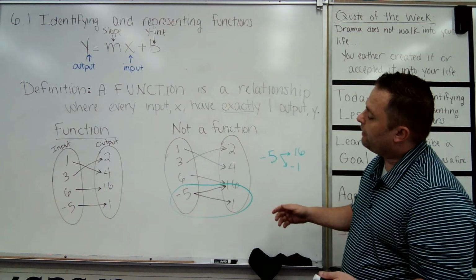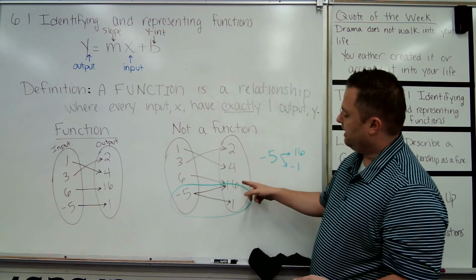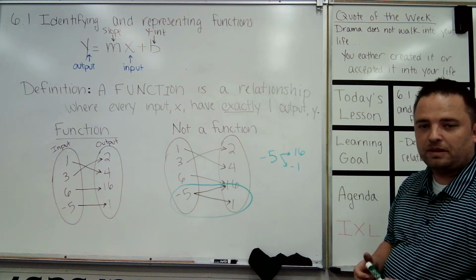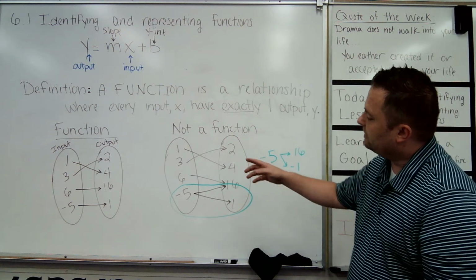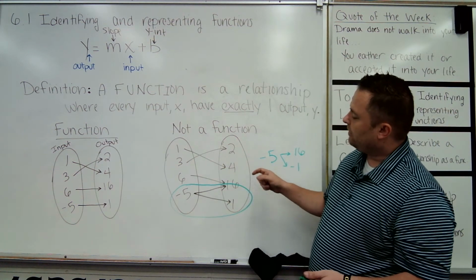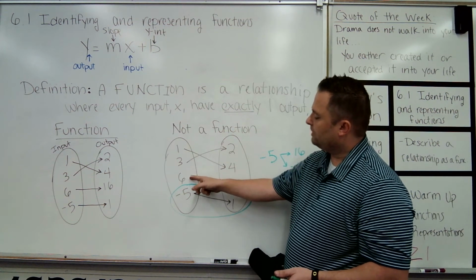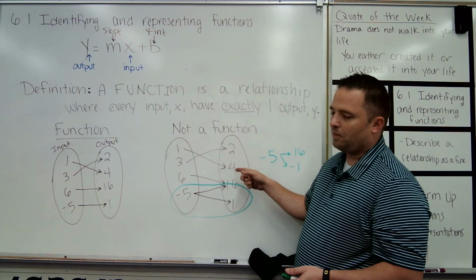Now, it doesn't matter if I put in a 6 and 16 came out, and I put in -5 and 16 came out. That doesn't matter to me. Think of these like students, and think of these like classrooms. One student has one classroom. Is it possible for one student to have two separate math classrooms?